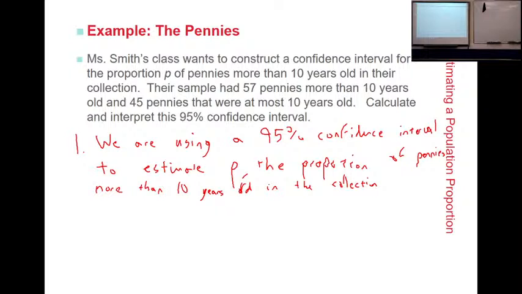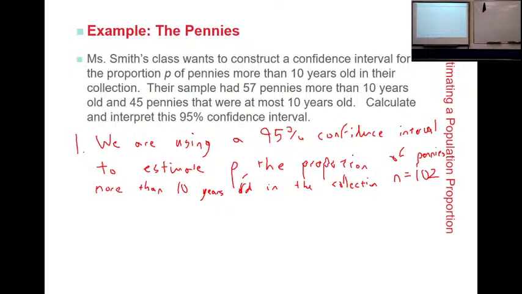And just to get our variables straight here, early on, what's n? This is a little bit of a trickier question. 57 and 45, so together, that's the total sample size. 102.